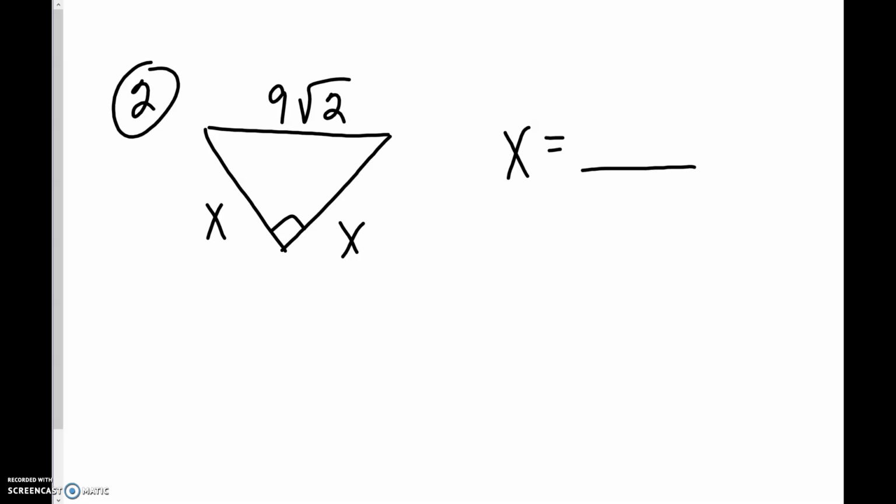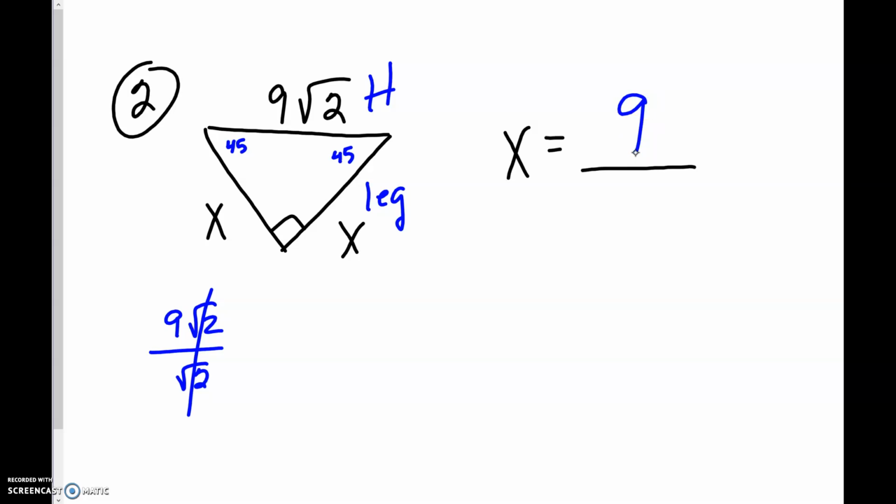All right, so because these are both labeled x, that means that these two angles down here have to be congruent. So this is going to be a 45, 45, 90 triangle. Now they give us 9 root 2, and 9 root 2 is the hypotenuse, so we're looking for a leg. So we're either going to divide by the square root of 2 or multiply by the square root of 2. And because we're going from hypotenuse to leg, we are going to divide by the square root of 2. And the square roots of 2 cancel out. And so x is 9.